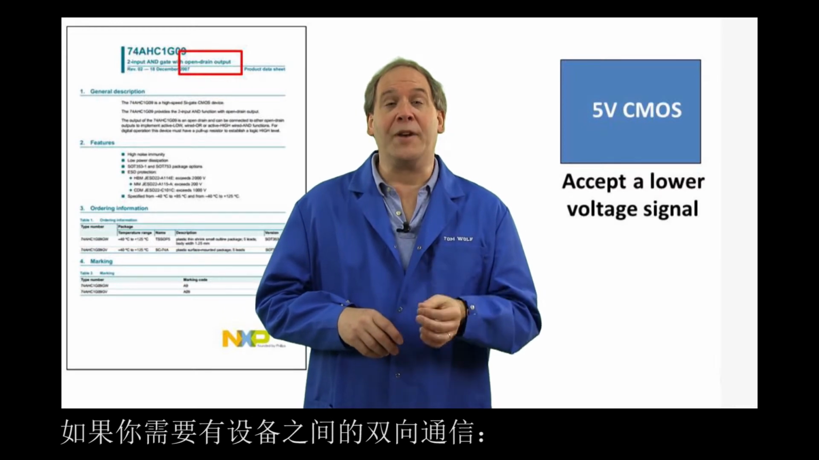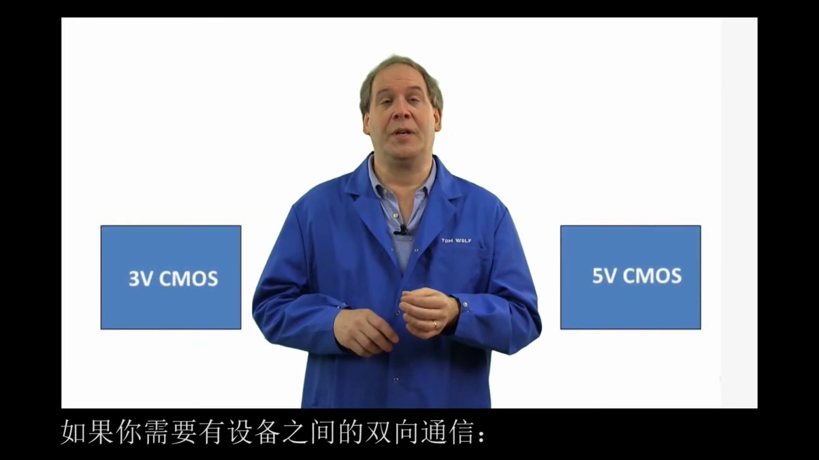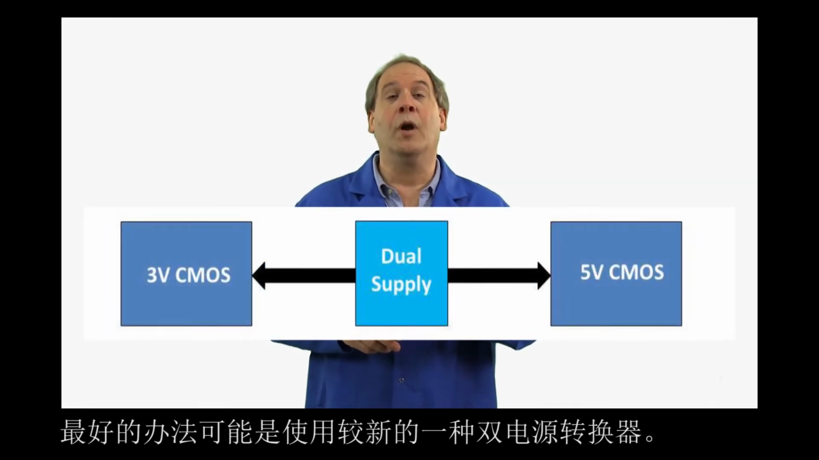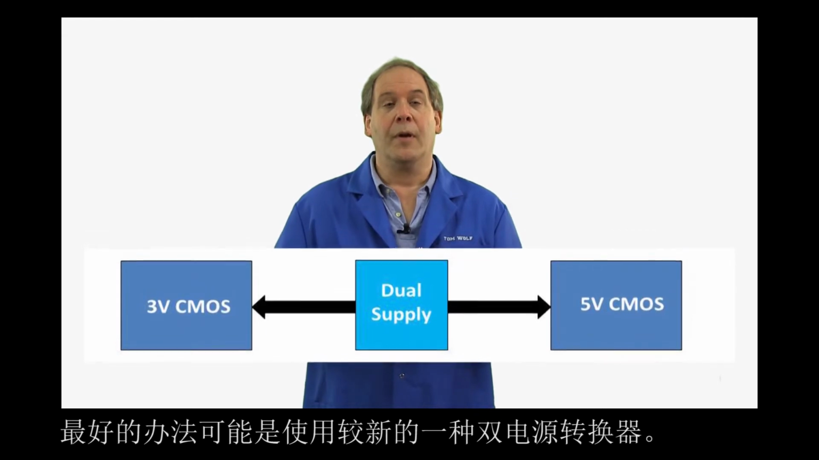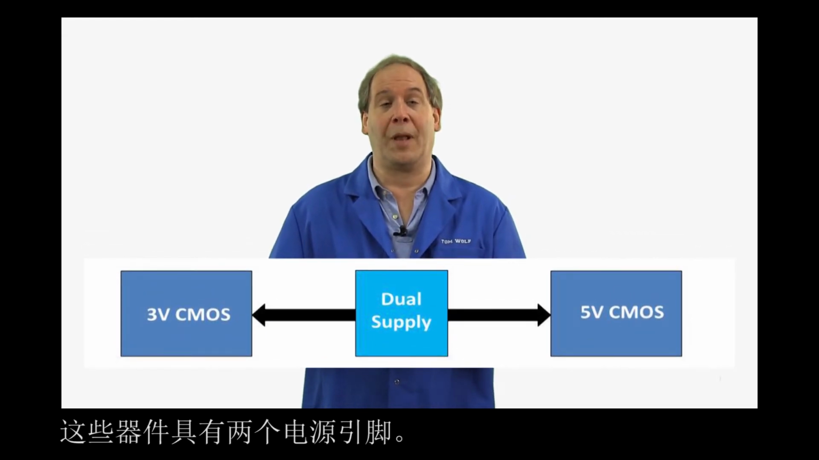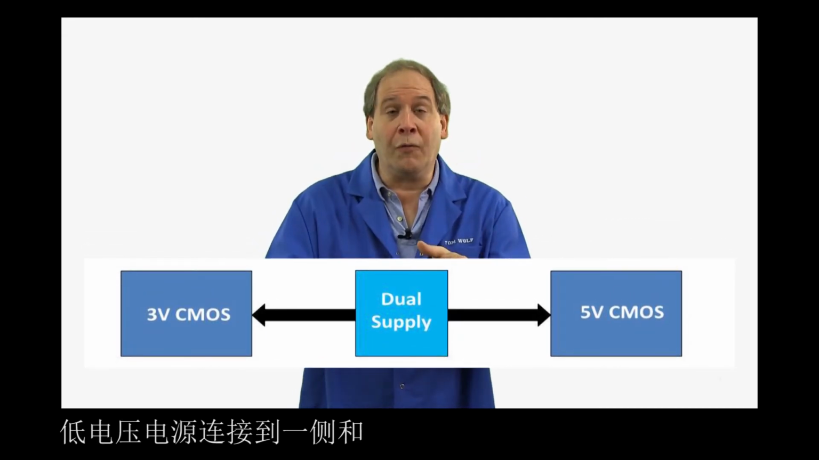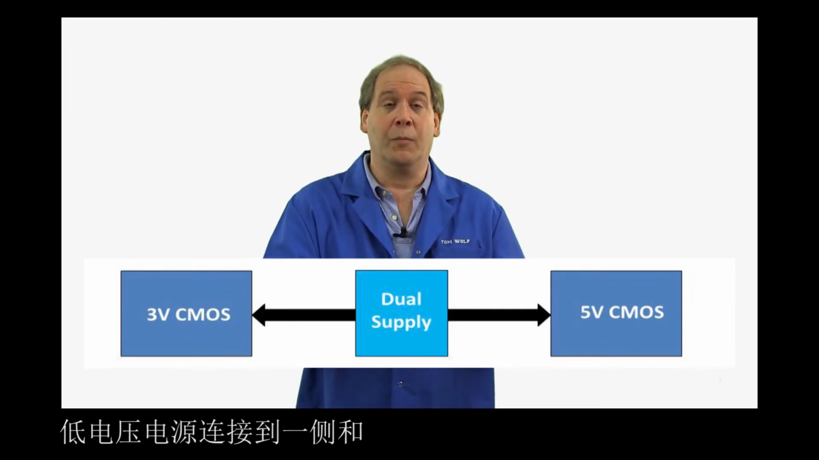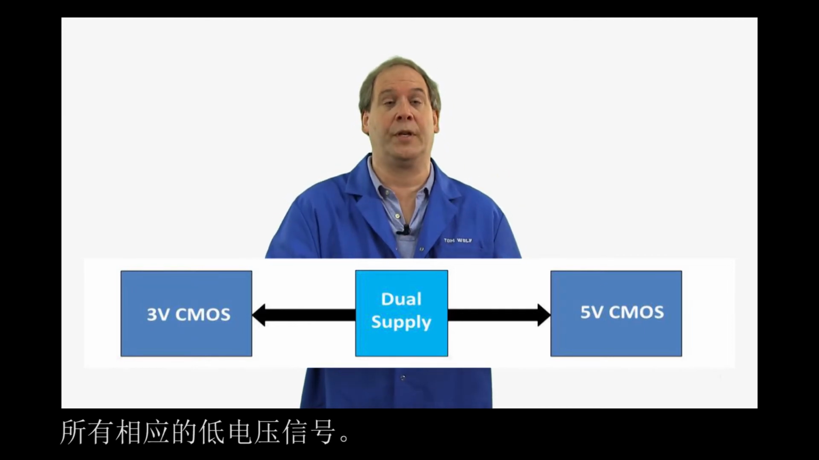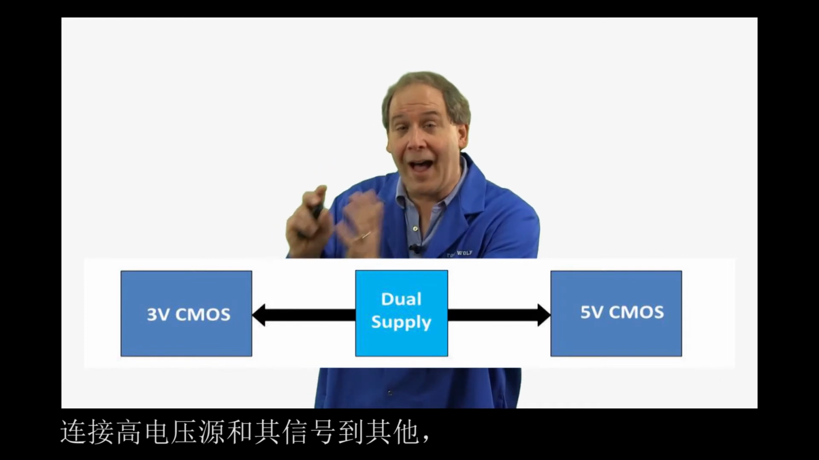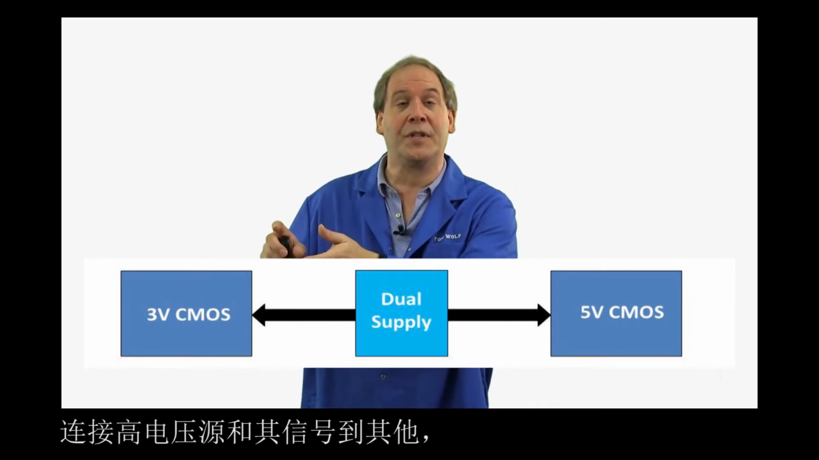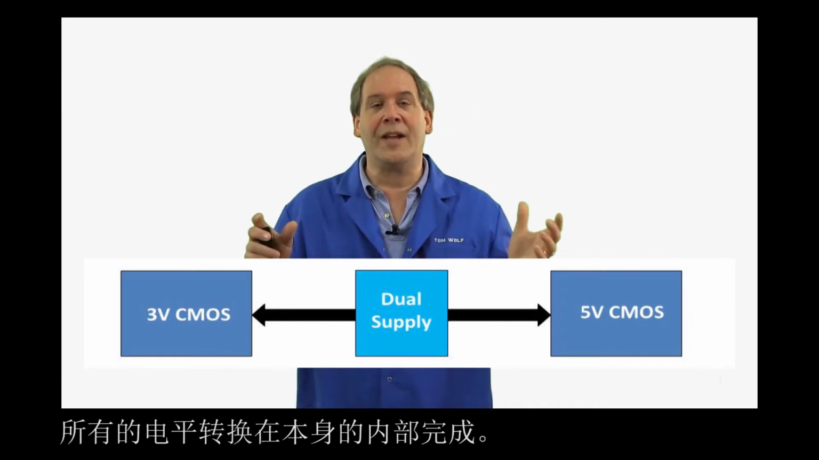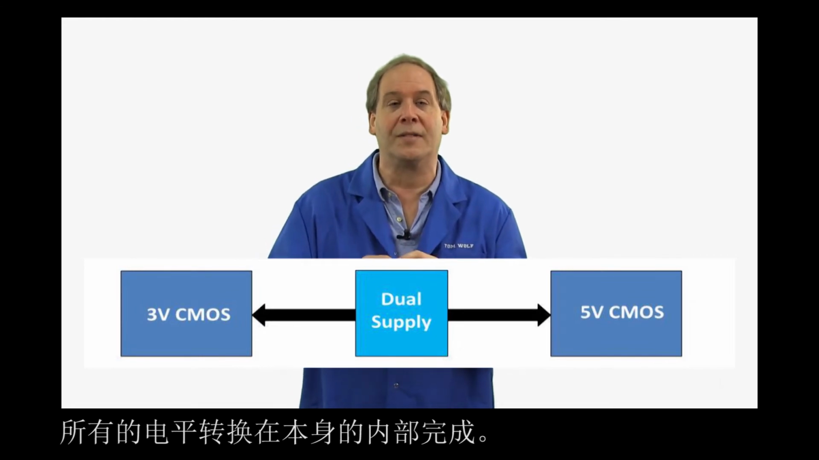If you need to have bidirectional communication between the devices, both low to high and high to low translations, the best way might be to use one of the newer dual supply translators. These devices have 2 power supply pins. So you connect the low voltage power supply to one side with all its corresponding low voltage signals. Then you connect the high voltage supply and all its signals to the other side. And all the translation is done inside the device itself.